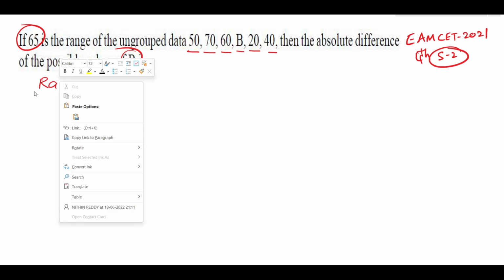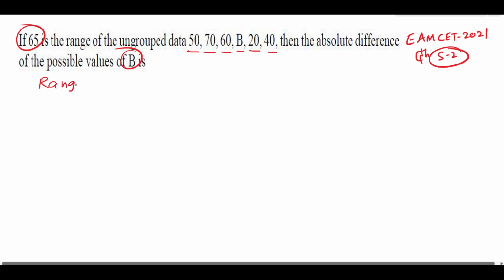So range is equal to 65. We know that the formula for range is maximum minus minimum, which is equal to 65. Here the B value is given. We know that in this series, we need to find where the maximum and where the minimum is.